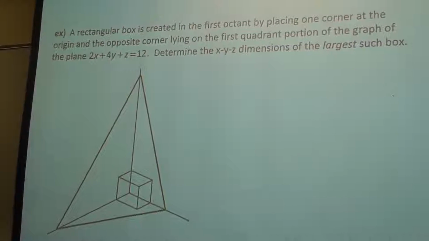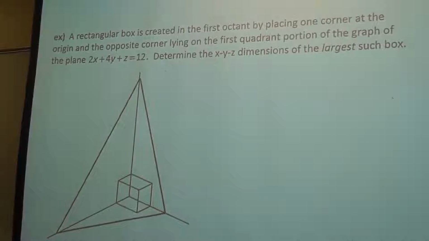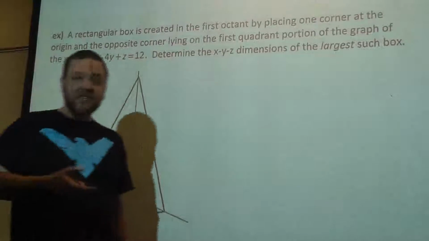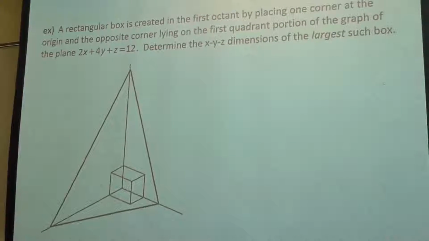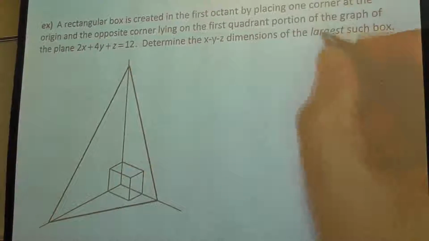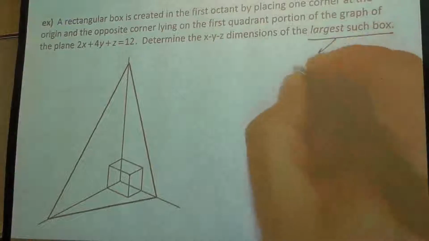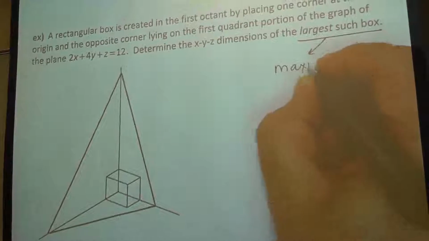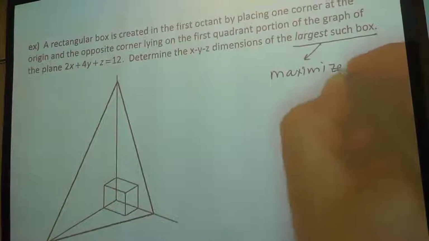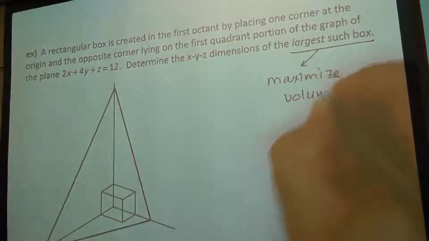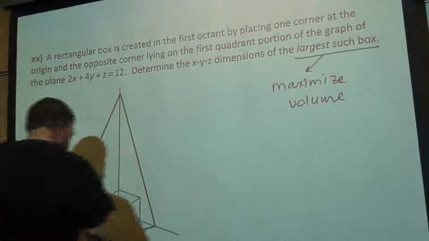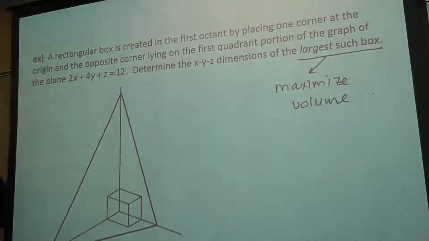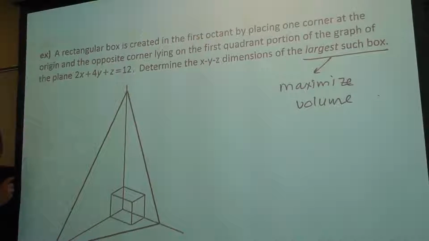Largest possible box means maximize the volume. Previously, it was the shortest distance, so you wanted to minimize a distance function. So in this case, the largest such box means we want to maximize the volume. Now, there's a convenience about having this box with one corner at the origin and the opposite corner being some point on that plane. Okay?